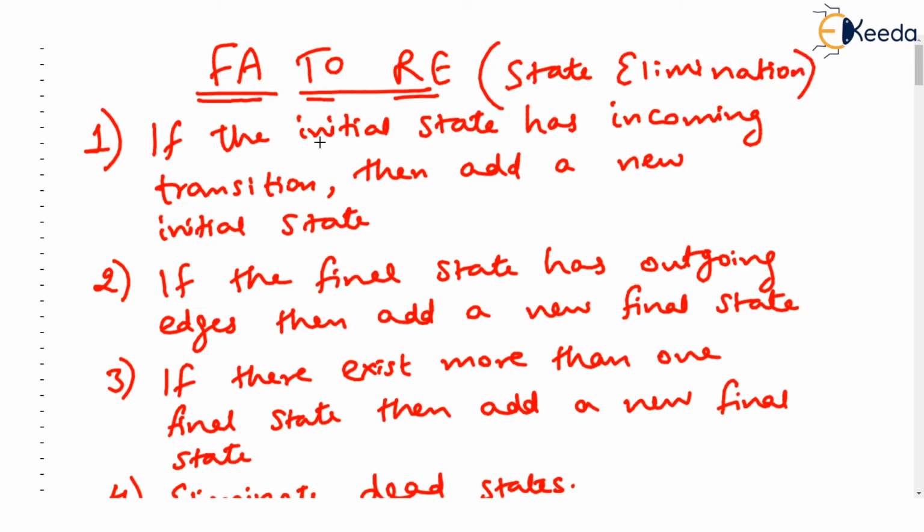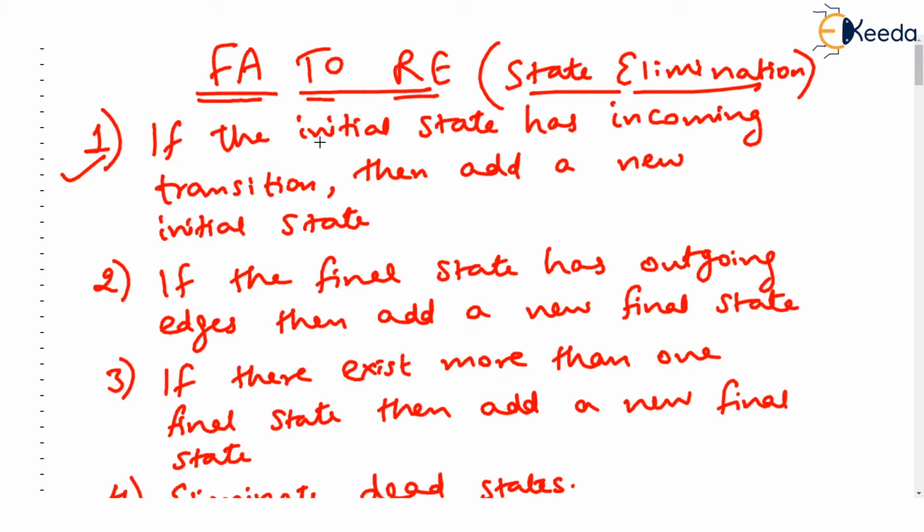But before we use the state elimination method on the given FA, we should pre-process the given FA. The given finite automata should be pre-processed. What are those pre-processing steps? The first rule states that if the initial state has incoming transitions, then add a new initial state.